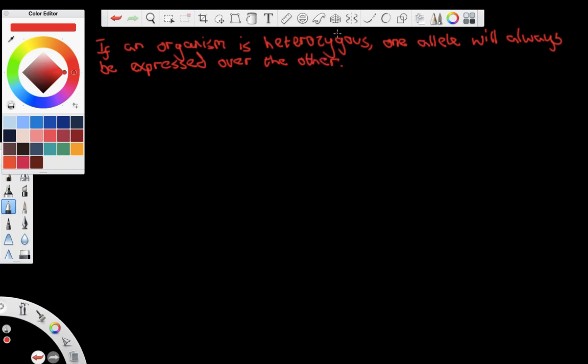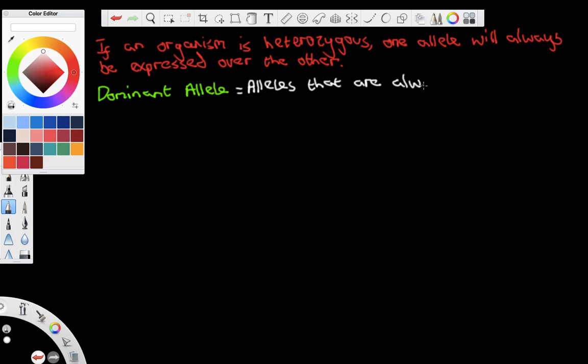Now, this is where we bring in some other keywords. The first one is dominant allele. Now, a dominant allele is always expressed if present. So dominant alleles are alleles that are always expressed if present.